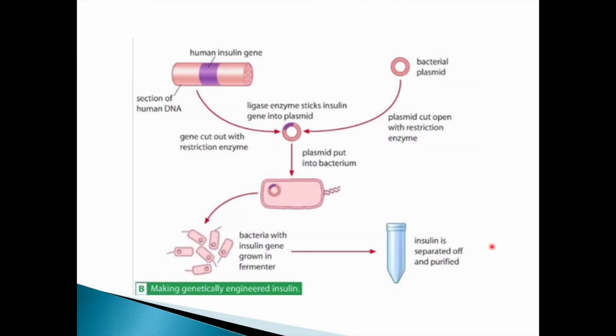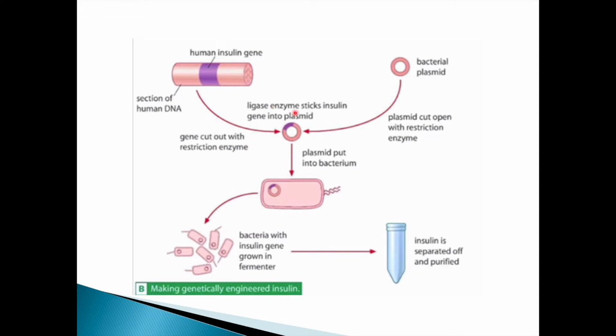You will see from this video that it's the same as the steps on how genetic engineering works. So isolating the human insulin gene, there is a section of the human DNA, and part of this human DNA is the human insulin gene. And so this human insulin gene will be cut using a restriction enzyme.